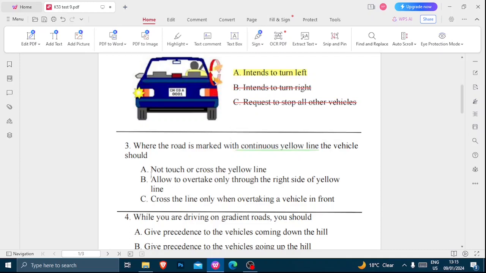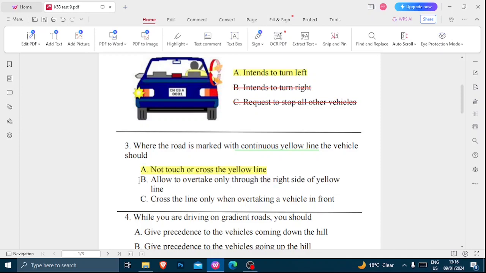A, not touch or cross the yellow line. B, be allowed to overtake only through the right side of that yellow line. C, cross the line only when overtaking a vehicle in front. Now you are looking at a continuous line, right? So anytime we say continuous, it means no touching or crossing that line. So a driver should not straddle or cross that line with the intent to overtake. So this one is our correct answer here.